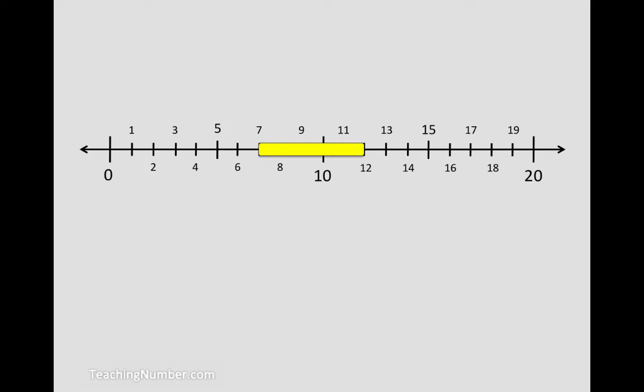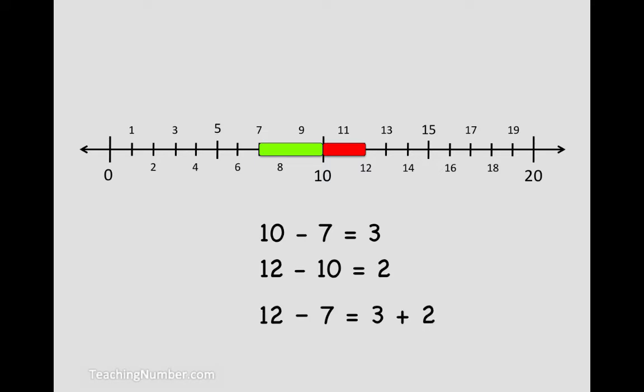If I'm starting at 7, how much more do I need to get to 10? That's right, 3. And because 12 means 10 and 2, I automatically know that to get from 10 to 12, I need 2. So if we break this distance from 7 to 12 down into the distance from 7 to 10, which is 3, and the distance from 10 to 12, which is 2, we can see that the total distance is 5.